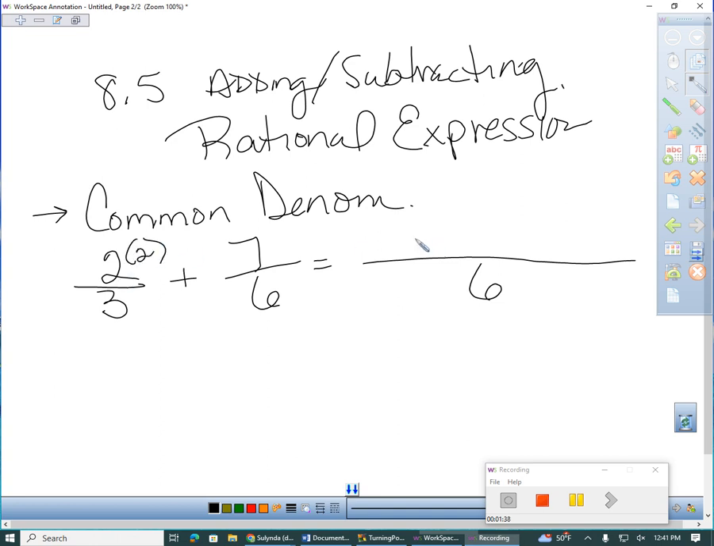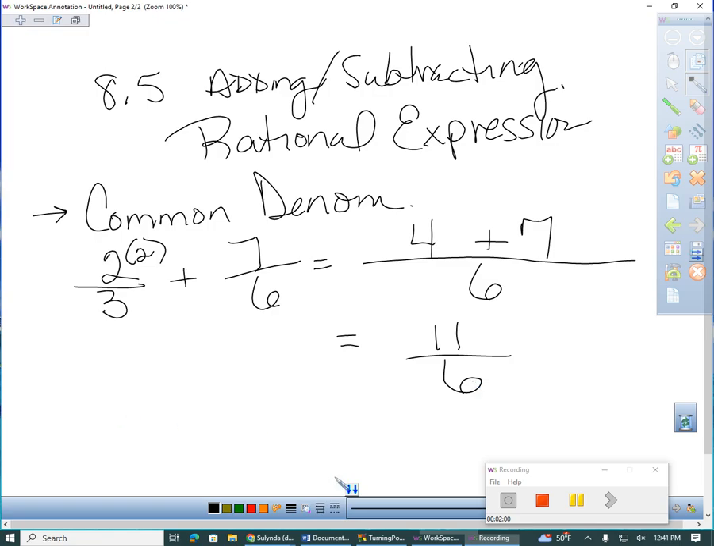2 times 2 is 4. My middle expression is an addition, positive. Now, over here, this has a 6 on the bottom. So do I need to multiply 7 by anything? Nope. So I'm going to write 7. And then we just add the top line. So 4 plus 7 is 11, and we keep our common denominator. Right?